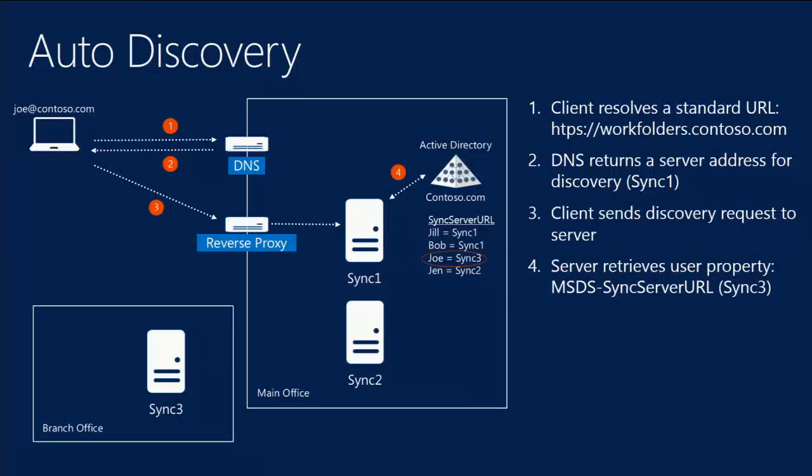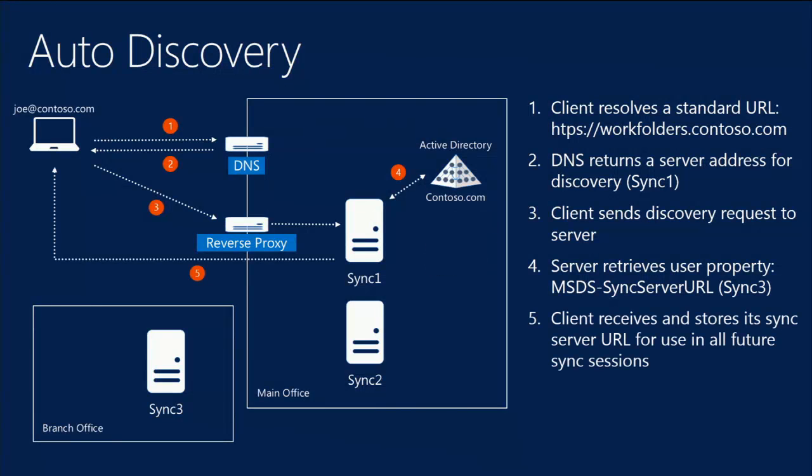In this case, Sync 1 finds that Joe's sync server is Sync 3. So naturally, it returns to the client, Sync 3, says that's your sync server, not me. The client will then use Sync 3 as its sync server for as long as it works. If it ever doesn't work, the process repeats. Auto-discovery kicks back in, and Joe's Work Folders client will automatically find his new sync server.